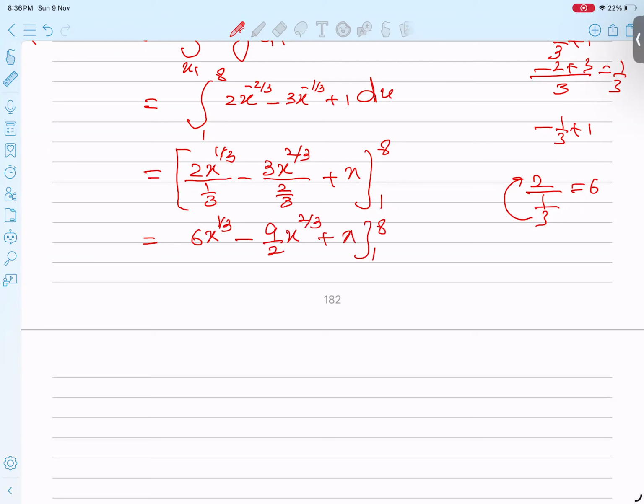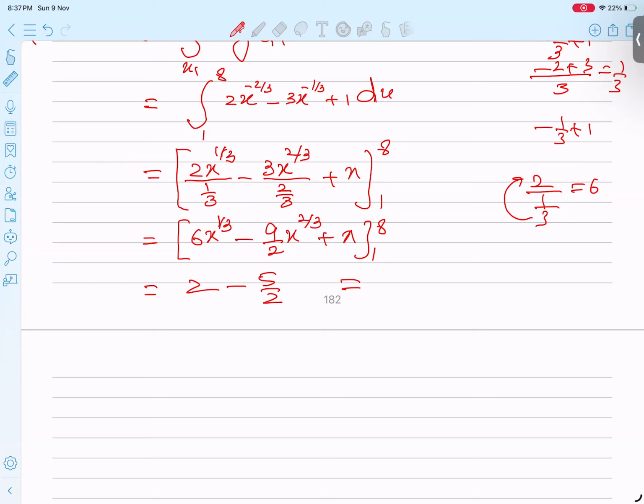Now I'm going to plug in all the limits. When I plug in 8, let's simplify. 6 times 2, why 2? Because the cube root of 8 is 2. Then negative 9 divided by 2 into 8 to the power 2/3, and then plus 8, and I'm getting the answer 2. So when I plug in 8 everywhere, I got 2, minus. When I plug in 1, what do I get? 6 minus 9/2 plus 1, I got 5/2.